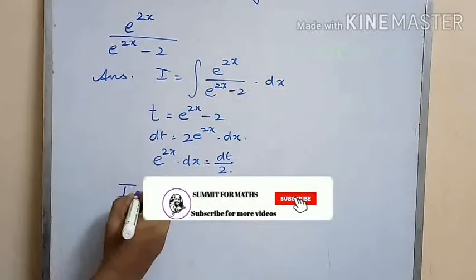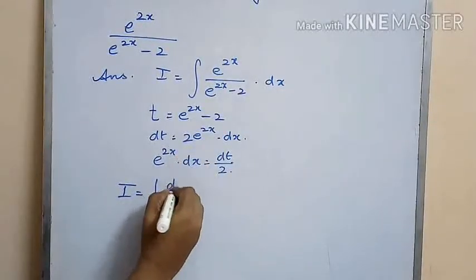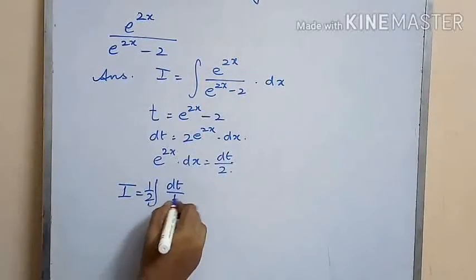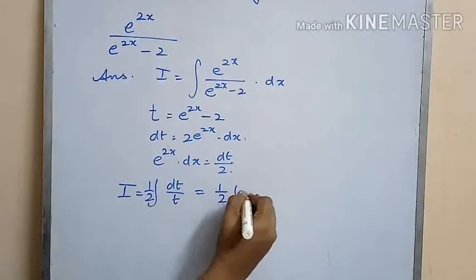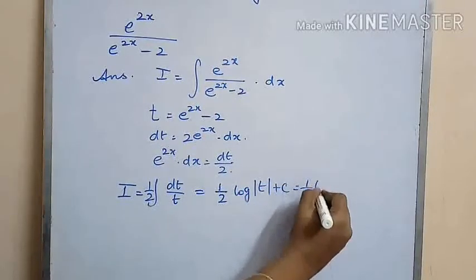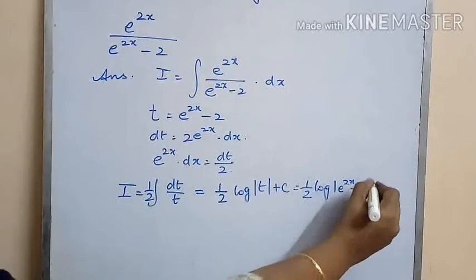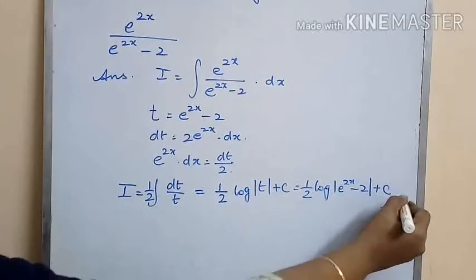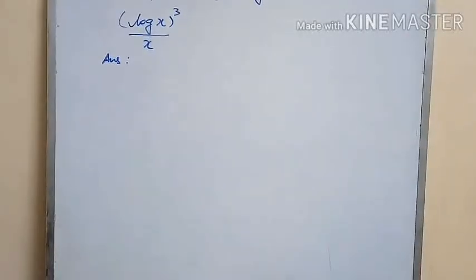Now let us substitute the respective values in I, which gives the integral of dt, half can be written out, by t, which can be integrated as half of log|t| + c, which is half of log|e^(2x) − 2| + c. That's your final answer.